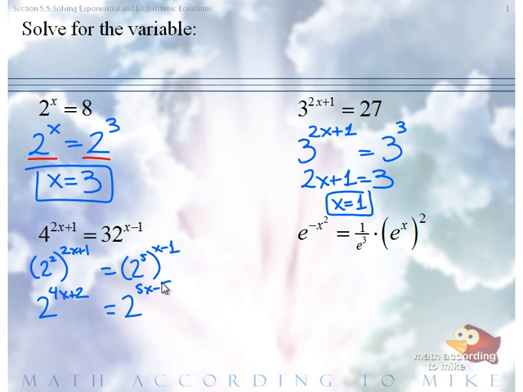Now do we have the same base? Yep. So if you have the same base, you'll set your exponents to be equal. So you'll say 4x plus 2 equals 5x minus 5. What do you get for x? 7.